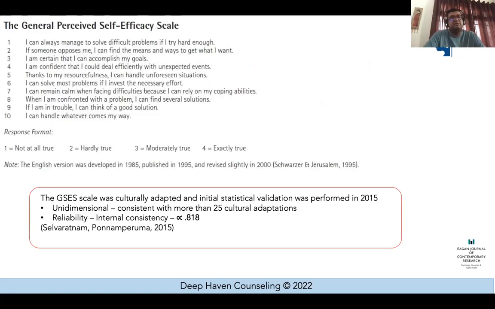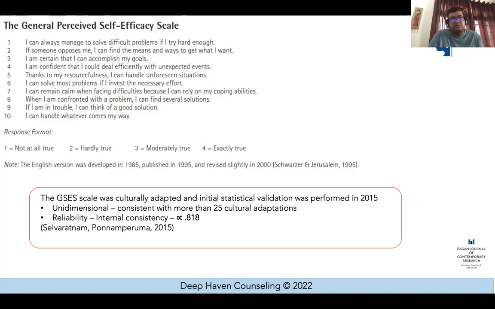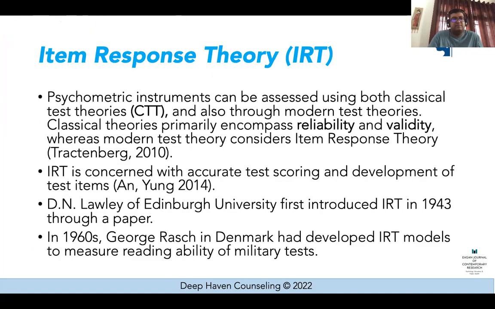So this is the original generalized self-efficacy scale, and the Sinhala translation is available in my website and in one of my papers. So you can download that from ResearchGate. And so the GSE scale was culturally adapted, and initial statistical validation was performed in 2015. For us also, it was unidimensional, and the reliability was pretty solid as well. And our reliability was 0.818.